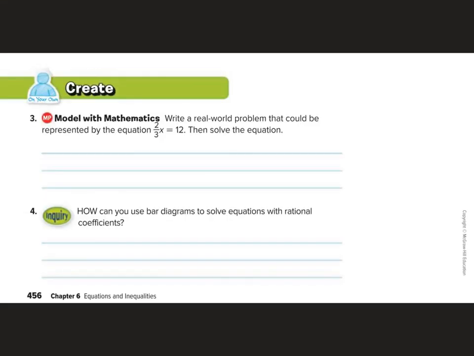Create. Write a real-world problem that could be represented by the equation 2/3 x equals 12. Then solve the equation. Take some time to try to come up with your own situation, and then keep watching the video to see my example. So I'm going to make my example about cookies. I'm going to say that Grandma Ginny gave away 2/3 of the cookies she made. She gave away 12 cookies. So how many cookies did Grandma Ginny make?